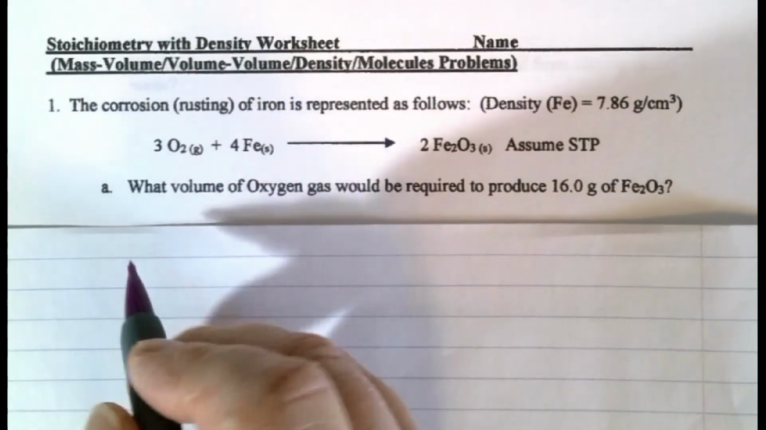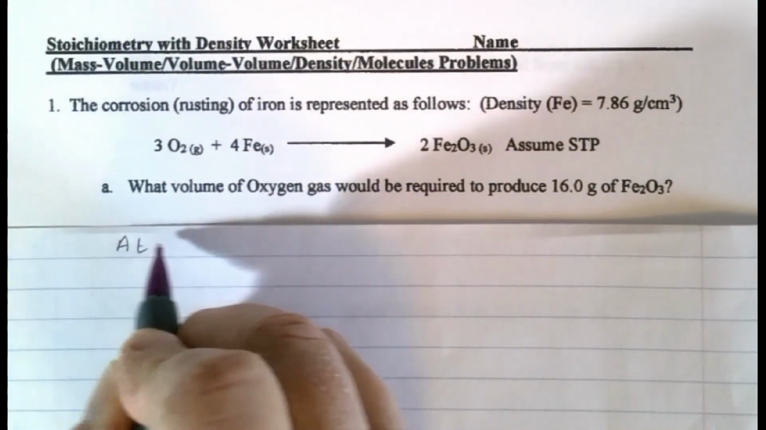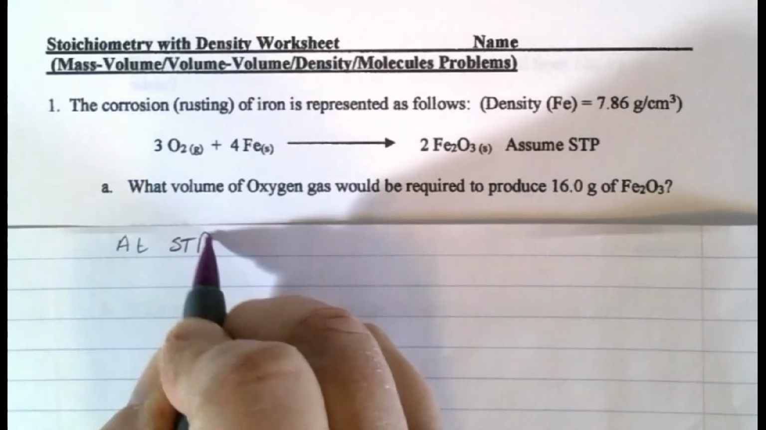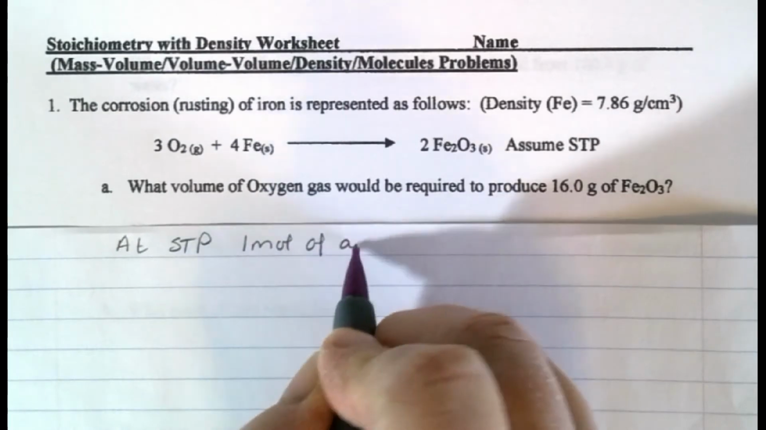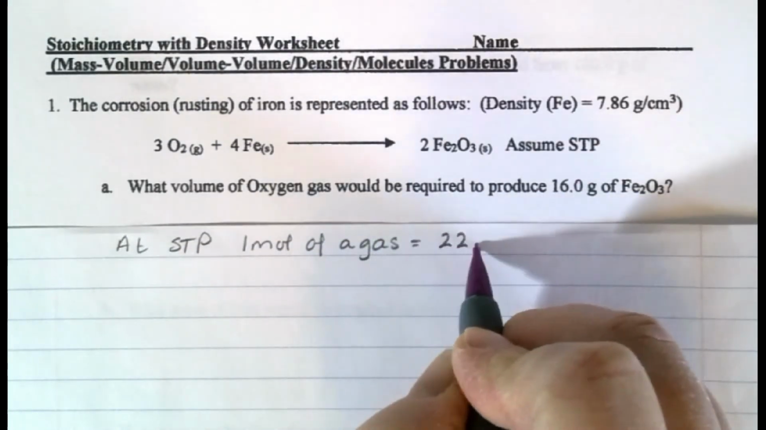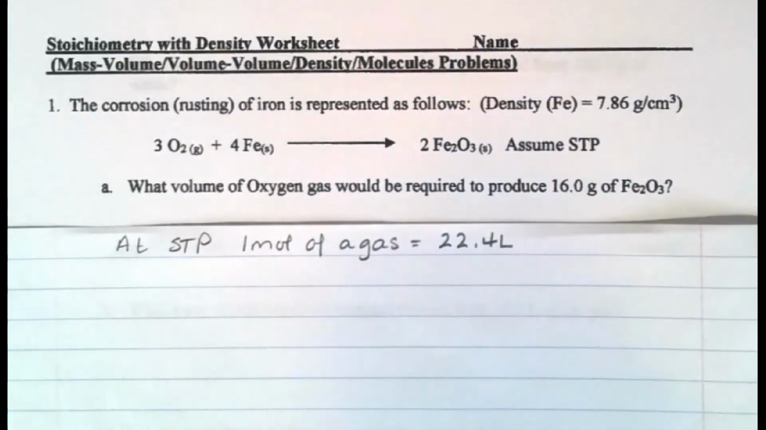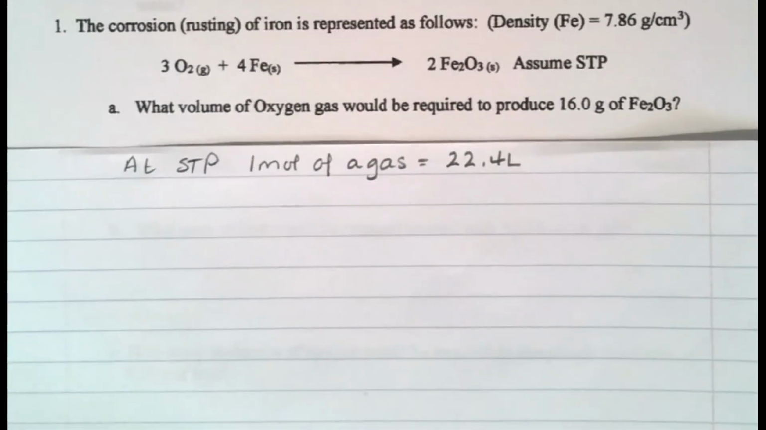One thing we need to remember is that at STP, 1 mole of a gas is equal to 22.4 liters. Always. It doesn't matter what type of gas it is, it's always 22.4 liters. So let's move my paper up a little bit and let's go through this.